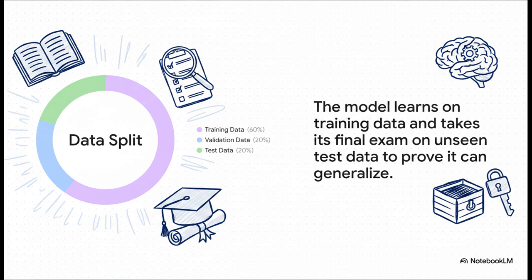It sort of crams for the test using the 20% validation set to tweak things. But the final exam, that's the 20% test set. This is data the model has never, ever seen before. If it does well here, you know it's actually learned something and isn't just memorizing.